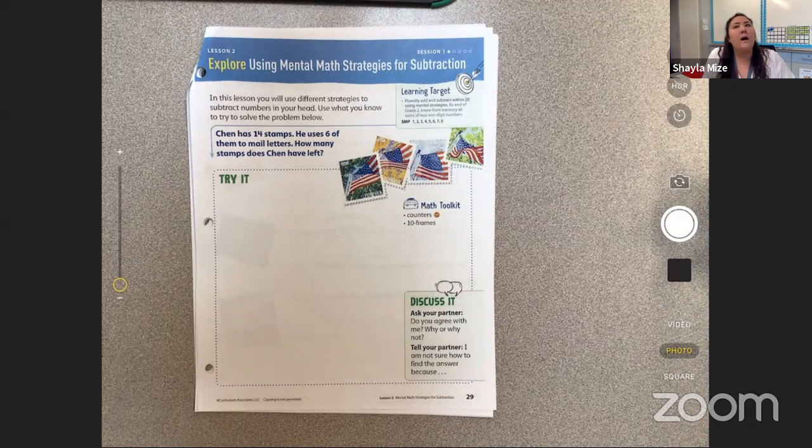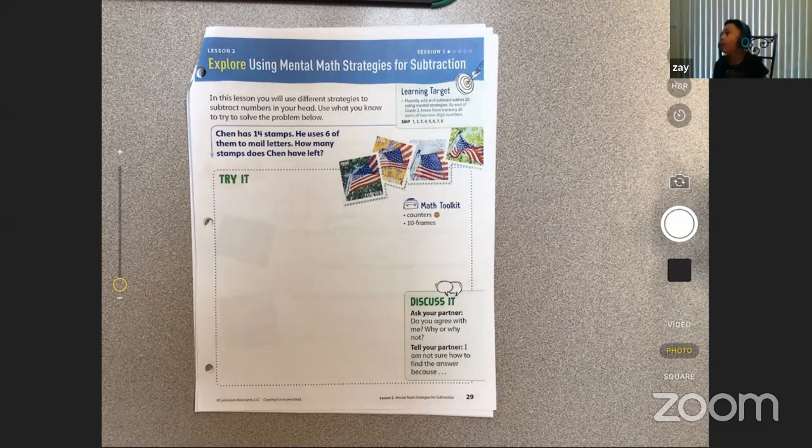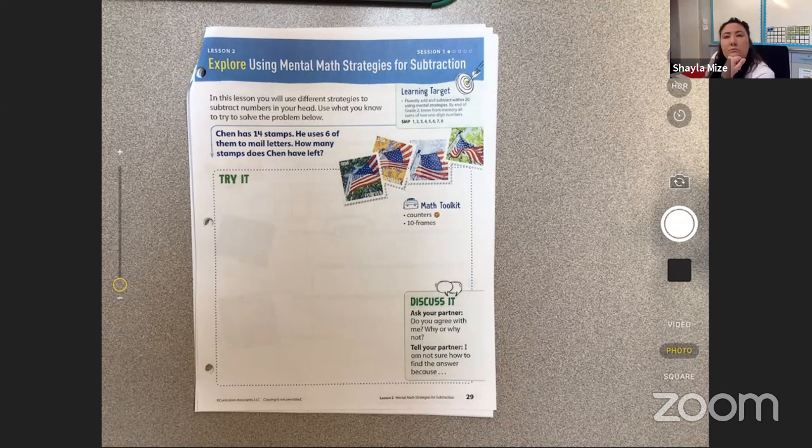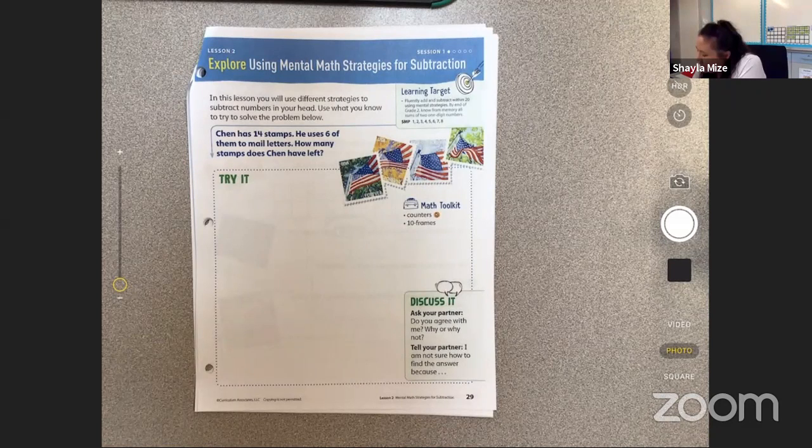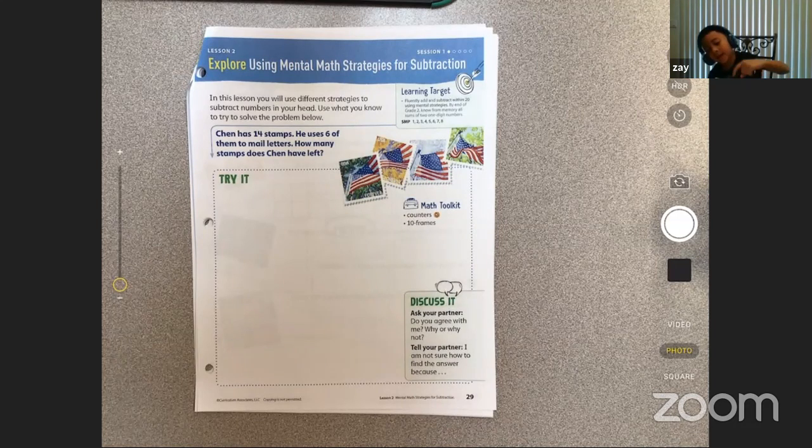Okay, so Zay, have you finished solving your problem yet? What method did you use, Zay? A number bond. Ooh, so you did a number bond. So what does your number bond look like, Zay? So you did circles. And what's in each circle? What is in your top circle? 6 plus 8 equals 14.